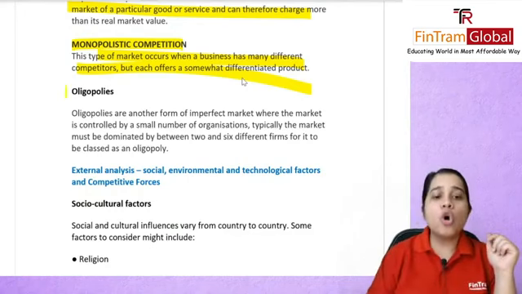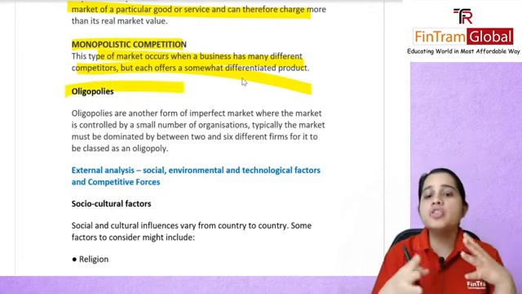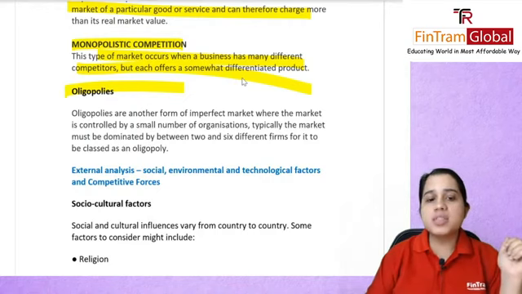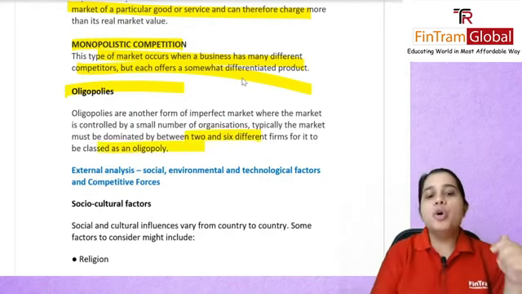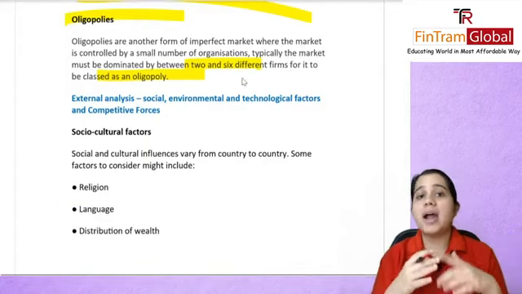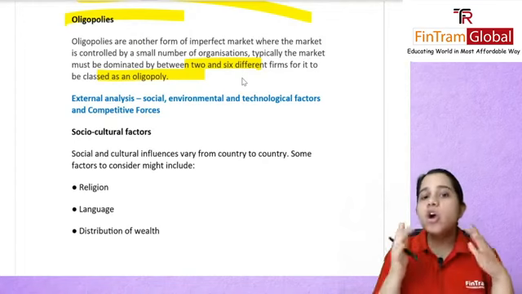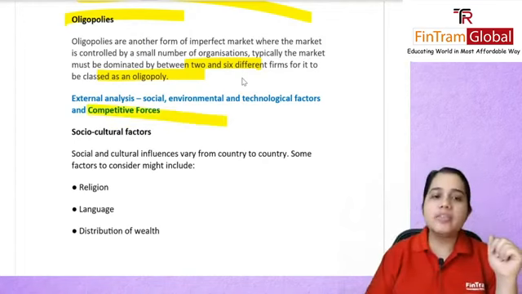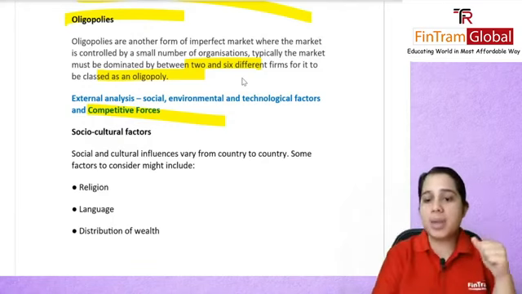And then of course you have your oligopolies, another form of imperfect market, wherein there are just a few firms. Usually it's 2 to 6, and if it's just 2, it's called a duopoly. Alright, moving on to the next part of external analysis, which is your social, environmental and technological factors and the various competitive forces in your environment.